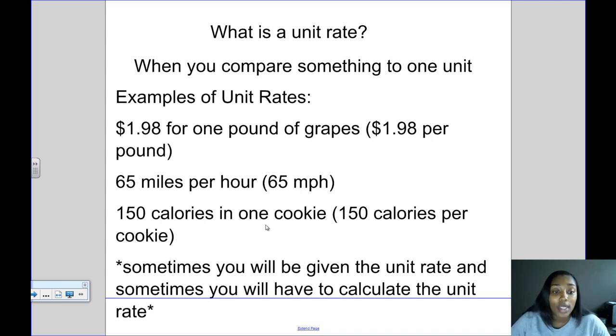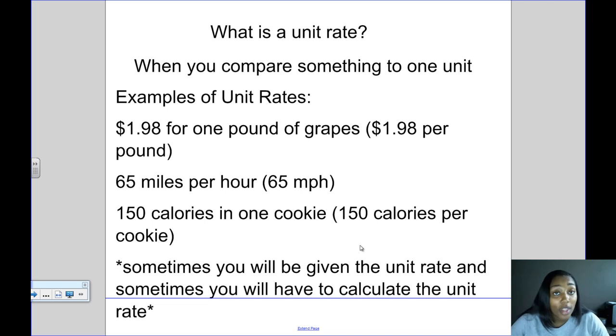Another place where you might see unit rates is on packages for food when you're looking at nutrition facts. This may say that there's 150 calories in 1 cookie, so it will be 150 calories per cookie. All of these are unit rates because they are a comparison. They're comparing 2 different things, and they're comparing it to 1 unit of something.